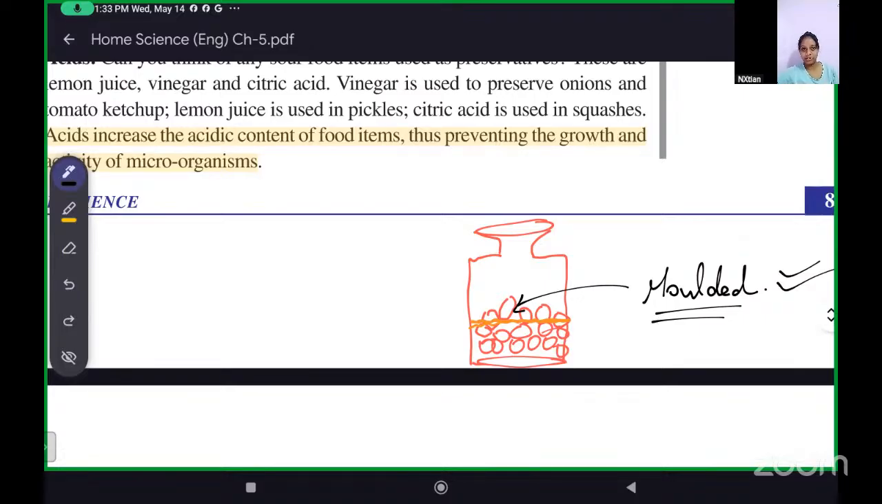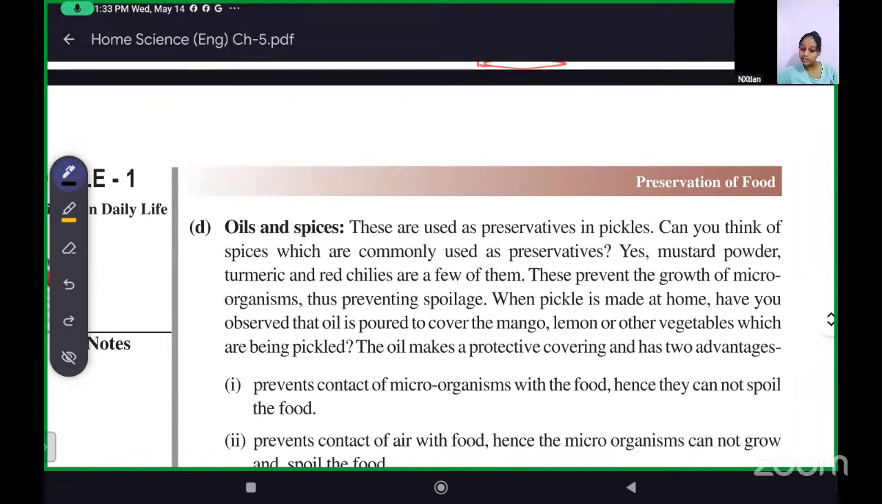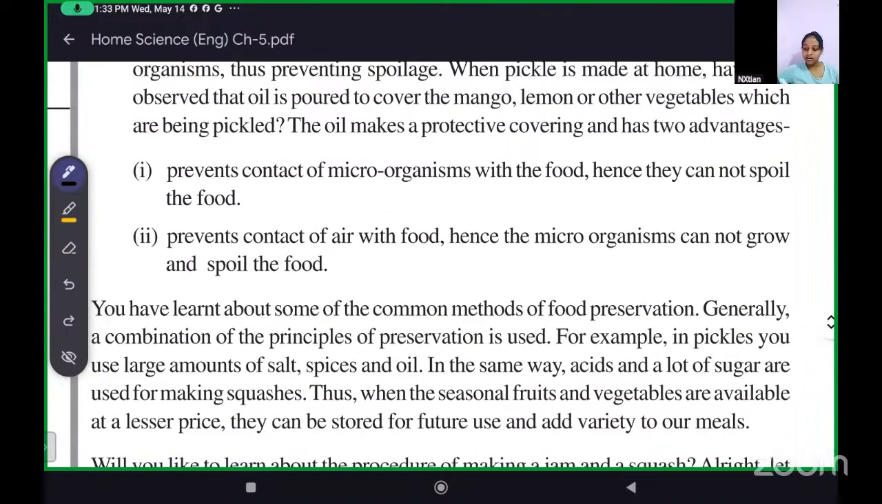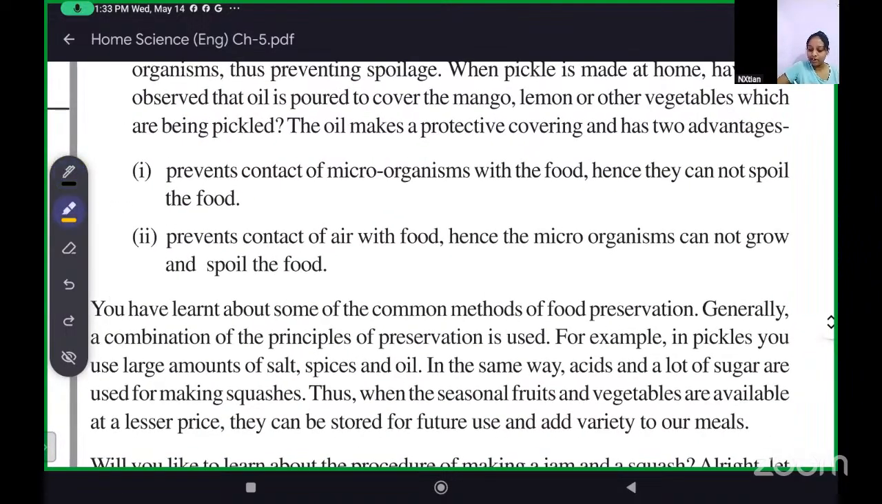Oil gives that food a protective layer. It prevents the contact of microorganisms with the food, and it prevents contact of air with food. Hence, the microorganisms cannot grow and spoil the food. Fungus, fungi, molds, all of them will grow if the food does not have the layer of oil.